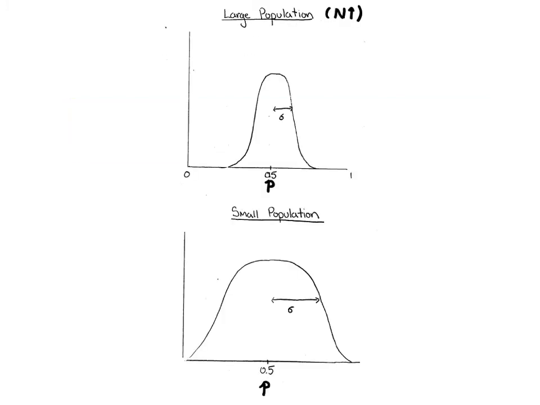This just shows you graphically what I just explained. So on the top, you have your large population, right? Sigma there is that deviation you see. In a large population, you get a small deviation. In a smaller population, you get a larger deviation and a larger spread to your distribution.